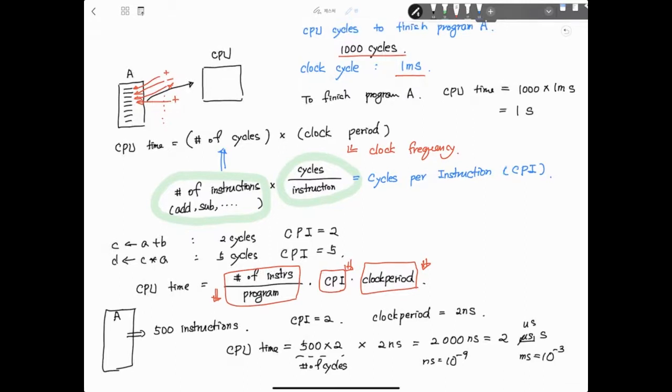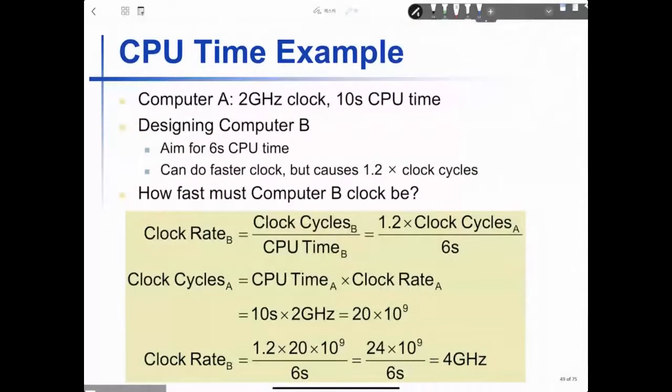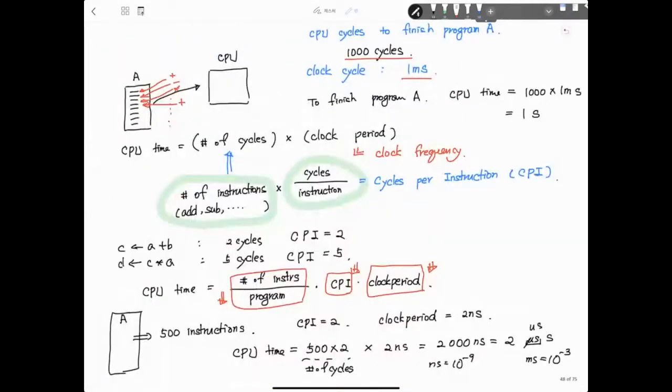Then, how can we reduce the number of instructions or CPI or clock period? That is actually the main goal. We will look at this part, but let's look at the last one, clock period. So how can we decrease the clock period, or increase the clock frequency? Reducing the period means we are just increasing the clock frequency.